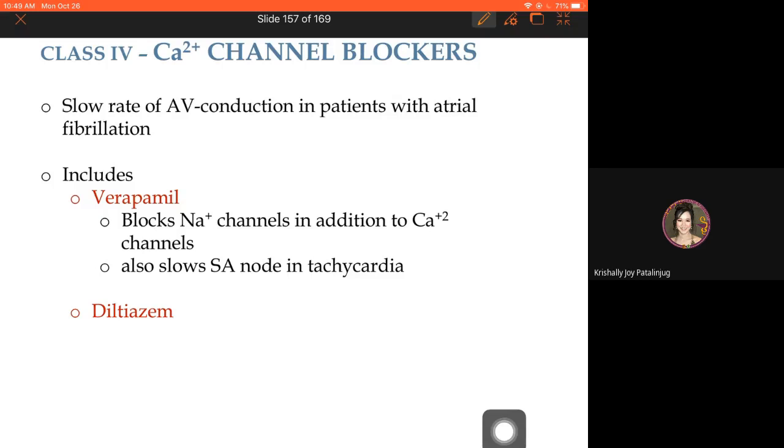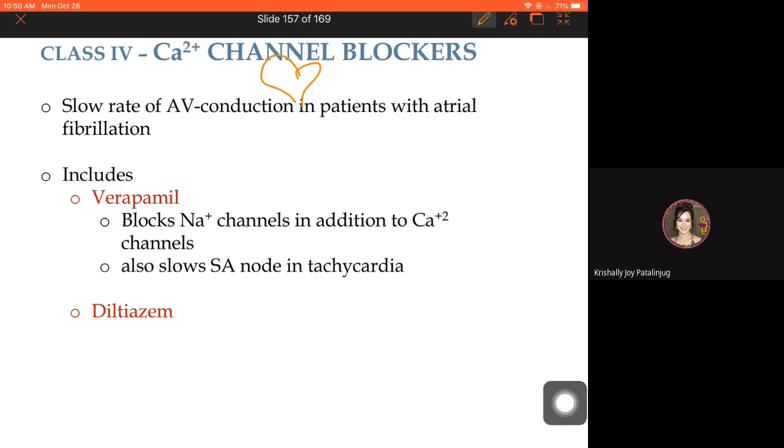Class 4, the calcium channel blockers. Remember, when we talk of calcium channel blockers, there are so many examples. But since the problem here is arrhythmia, which is cardiac related, the applicable calcium channel blockers here would only be those that are cardio selective. Therefore, the dipines are not included, because the dipines are vaso selective. Therefore, only the non-dihydropyridines are included. We have verapamil and diltiazem.